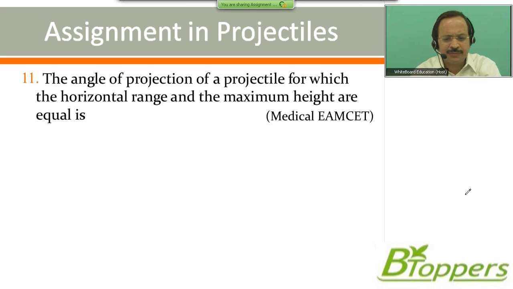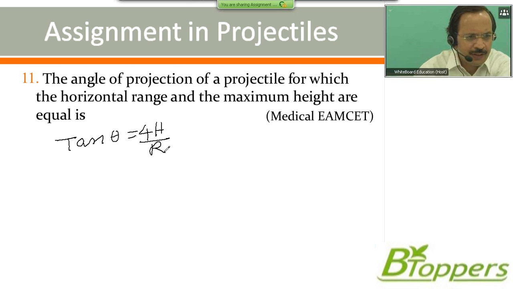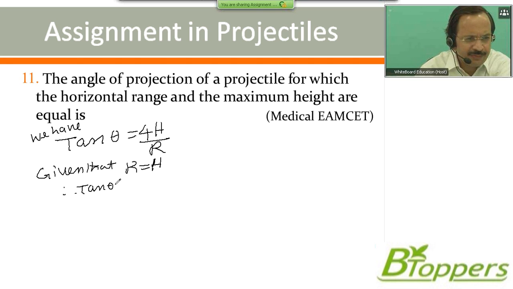Question number 11. The angle of projection of a projectile for which the horizontal range and maximum height are equal. As I discussed, the relationship between the maximum height reached, the horizontal range and the angle of projection of the projectile is tan theta equal to 4h by r. It's given that the range and maximum height are equal, so r equal to h. Therefore tan theta you get 4, or theta equal to tan inverse 4.